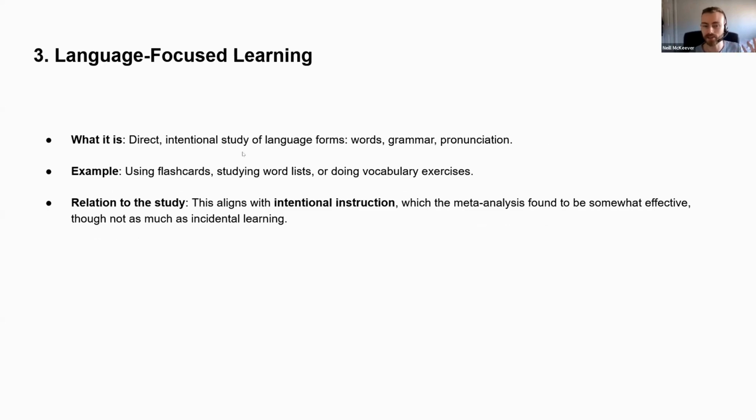The next one is primarily what we do as ESL teachers and instructors: language-focused learning. This is direct, intentional study of language forms like words, grammar, and pronunciation. We might do things like word lists and vocabulary exercises. Again, I'm not saying this is a waste of time, but it's one stage out of the four in total. What I'm trying to tell you is that this one is not good enough on its own. We need to bring that vocabulary through all four stages.